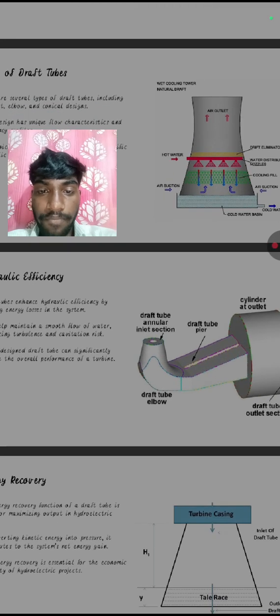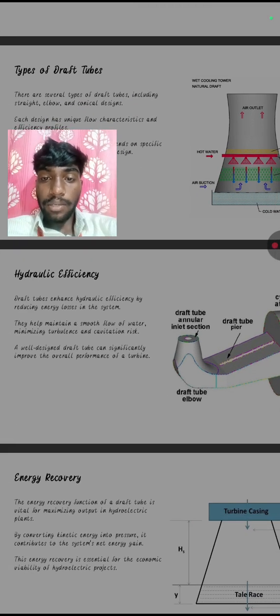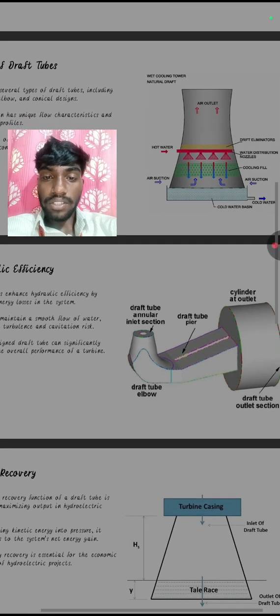Hydraulic efficiency. Draft tubes enhance hydraulic efficiency by reducing energy losses in the system. They help maintain a smooth flow of water, minimizing turbulence and cavitation risk. A well-designed draft tube can significantly improve the overall performance of a turbine.